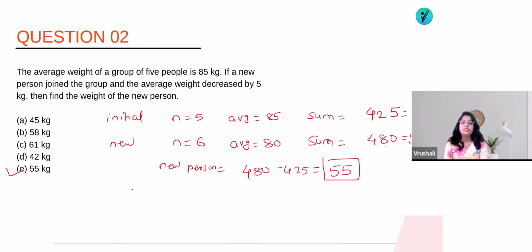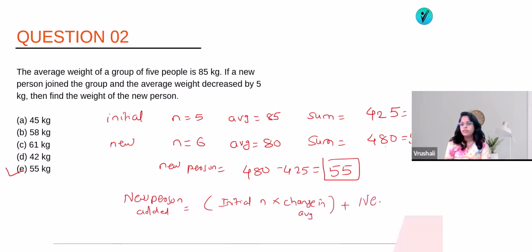And what is the short trick we have? The weight of the new person added, or whatever is given, is equal to the initial number of members, initial N, into the change in average, plus the new average. We have this short trick formula.